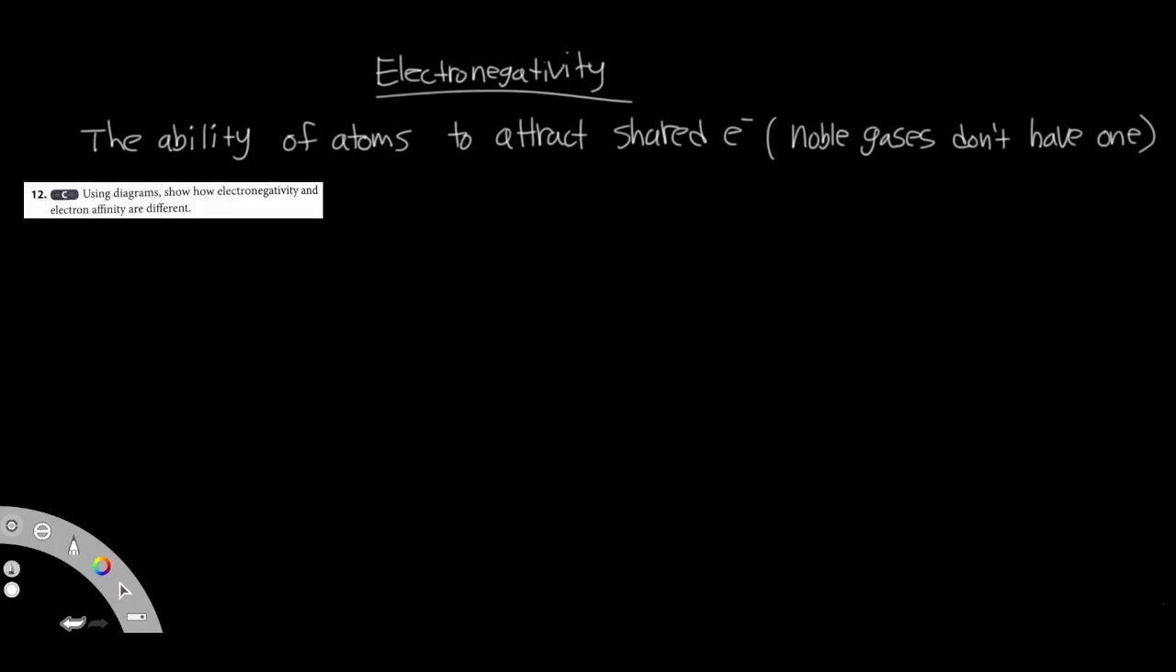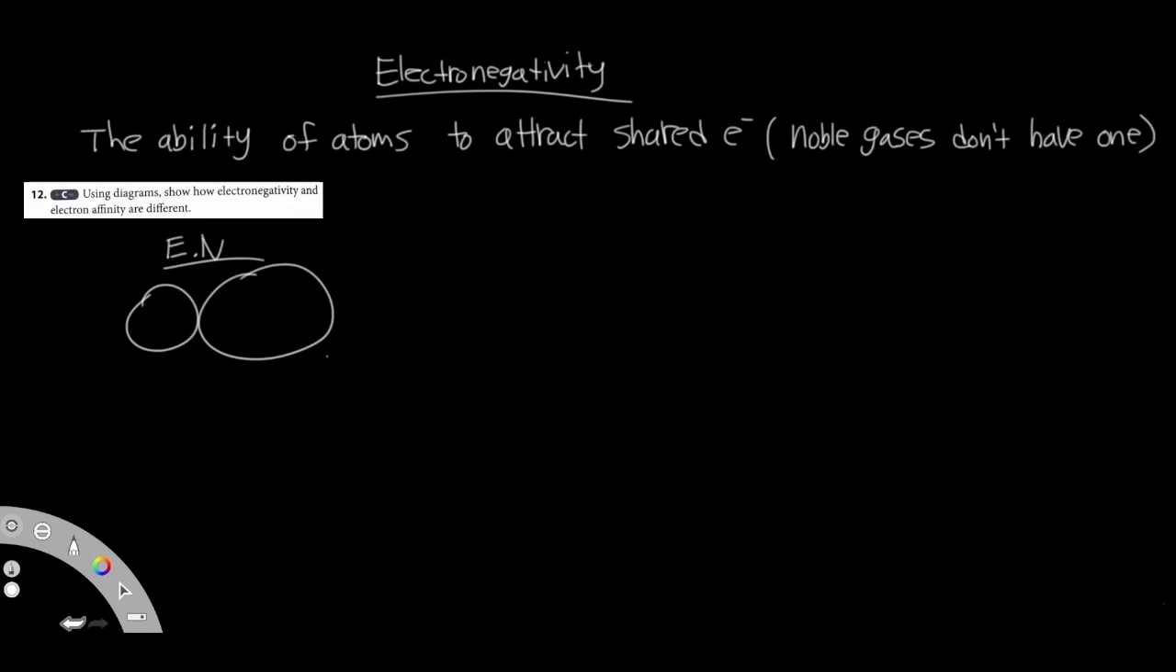Let's cover this one. Using diagrams, show how electronegativity and electron affinity are different. Well, the biggest difference between the two is, like we said, electronegativity specifically has to do with the ability of atoms to attract shared electrons. Electron affinity is not. So let me show you using a diagram for electronegativity.